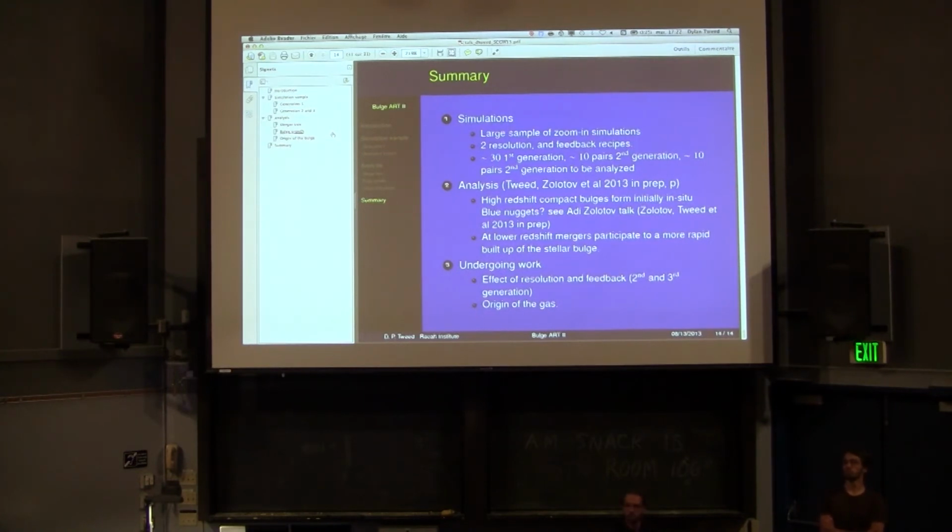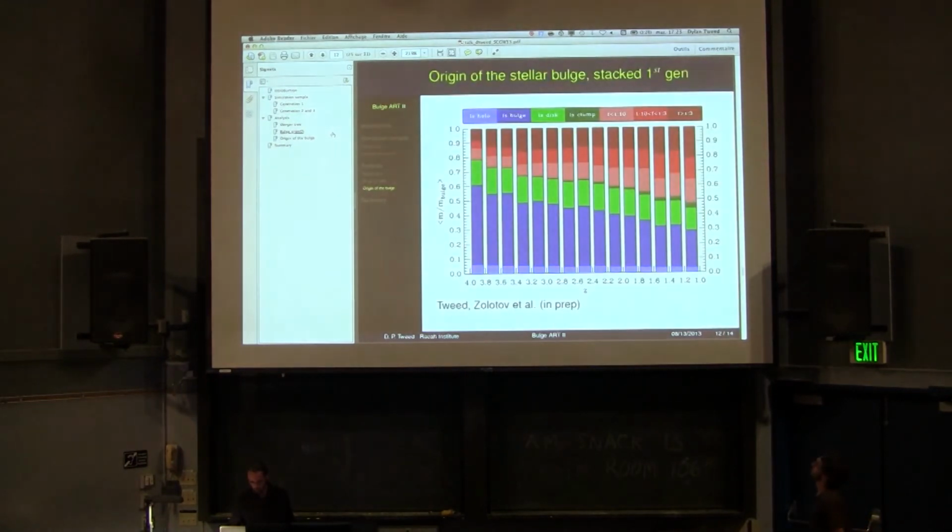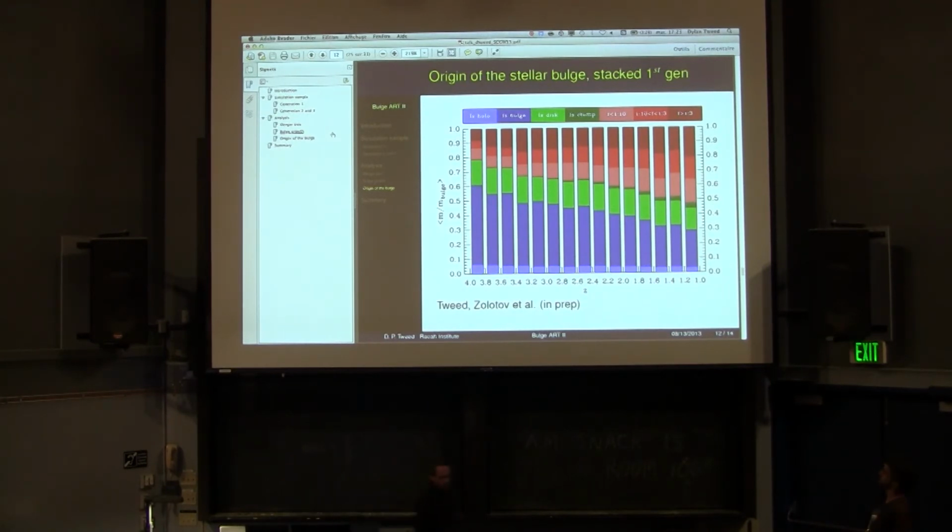Other questions? Can you go back to the plot where you have the different color bars showing the fraction of bulge? I may have missed this, I don't know if you said it. So when you take the fraction divided by the bulge, is that the bulge mass at each redshift, or is that the final bulge mass? No, that's the bulge mass at each redshift.